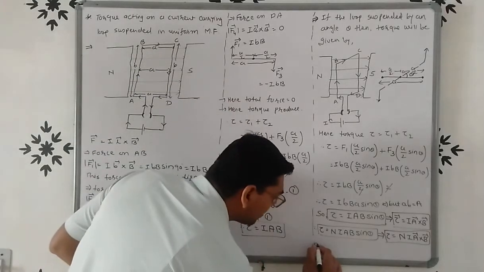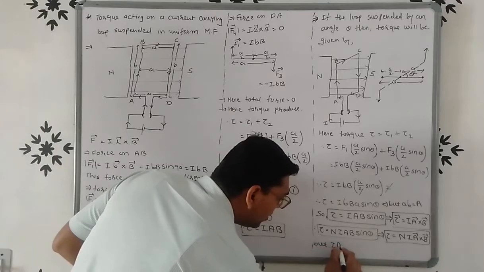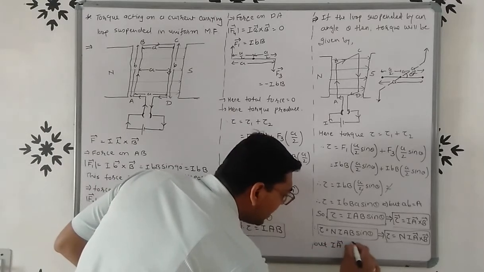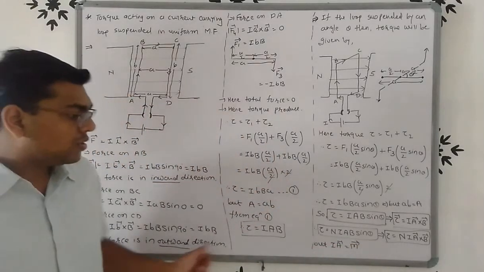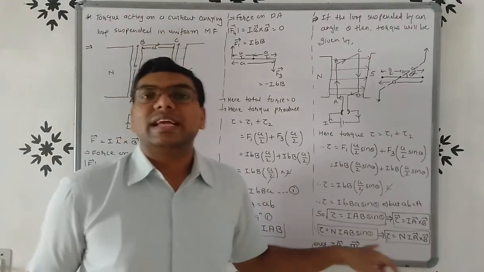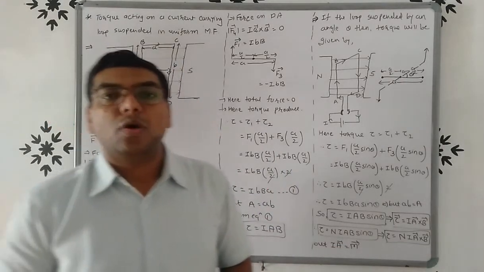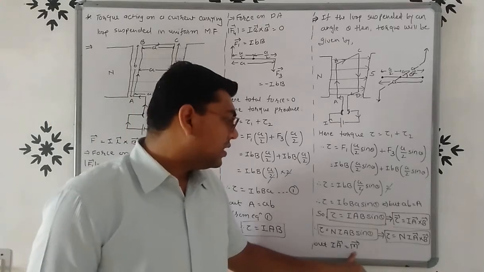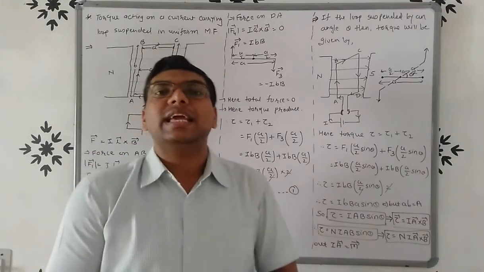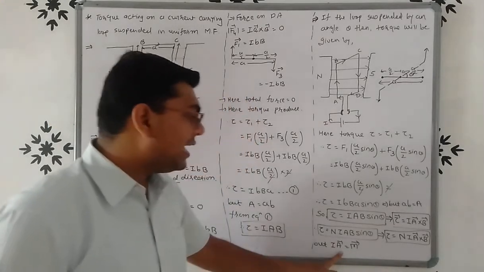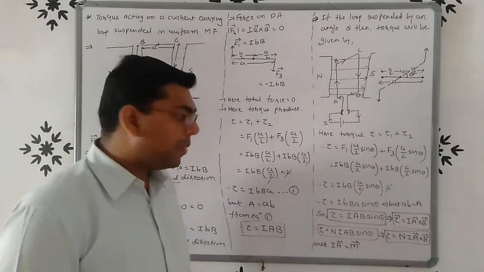I into A is equal to magnetic moment M. So what is magnetic moment? Magnetic moment is the product of I and A. So IA, that is magnetic moment.